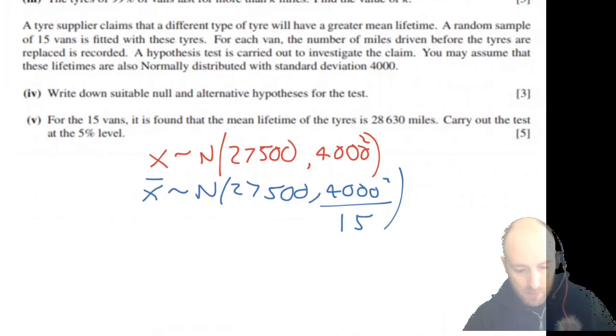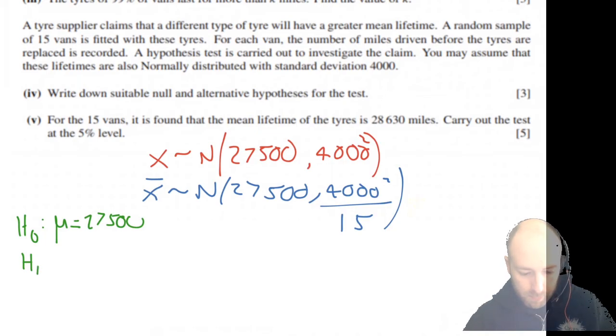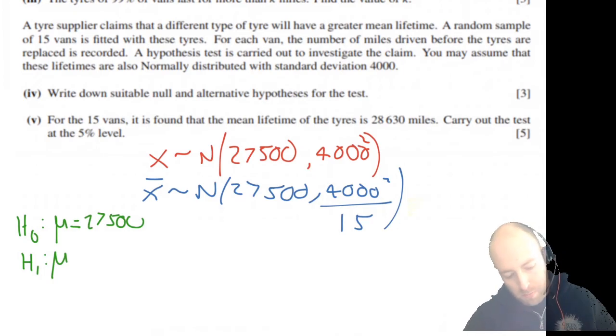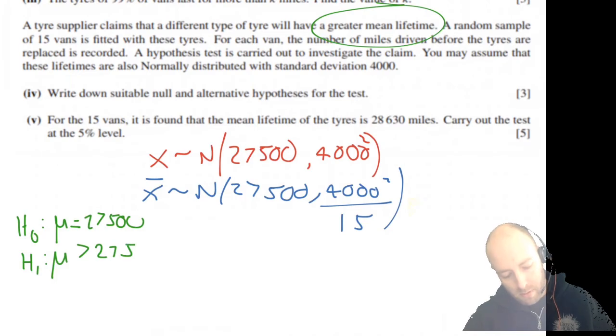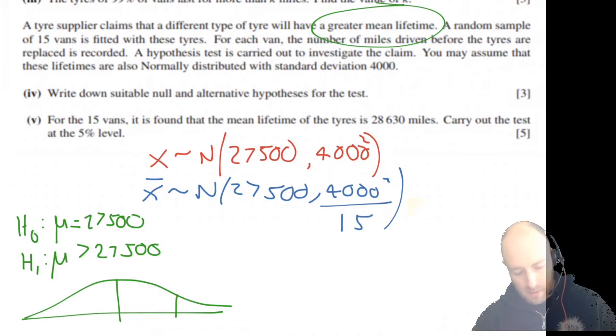Null and alternate hypotheses then. So we'll have the null H0: mu equals 27,500. H1: mu is greater than, I think, for this one. They're saying it's better. Yeah, greater mean lifetime. So mu is bigger than 27,500. So we're trying to find the critical region. Again, we just want to find this upper critical region this time. And we're using a 5% level. So this is going to be 0.05.